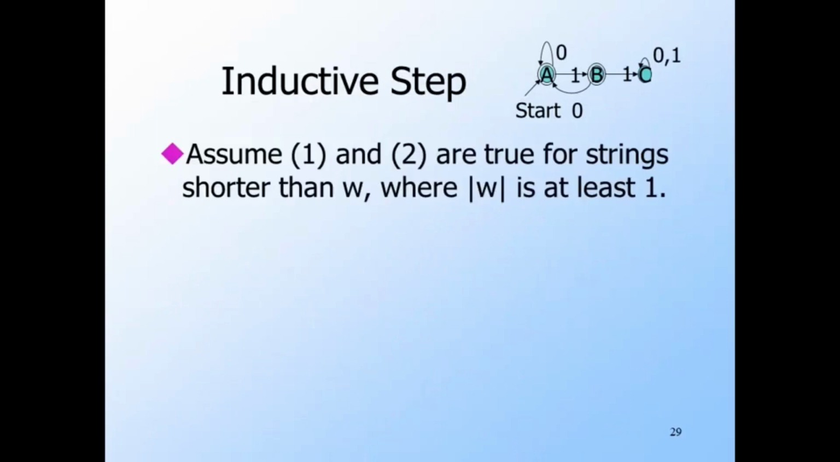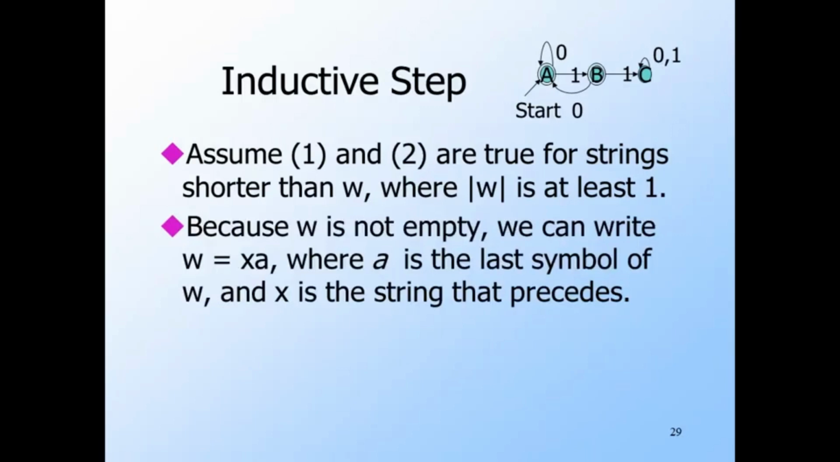Now let's address the inductive step. We assume that W is a string of length at least 1, and we assume that the inductive hypothesis, the statements 1 and 2 from the previous slide, about strings that get the automaton to states A or B, is true for strings shorter than W.